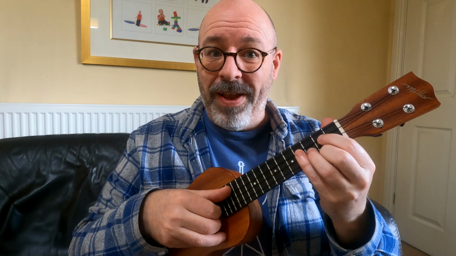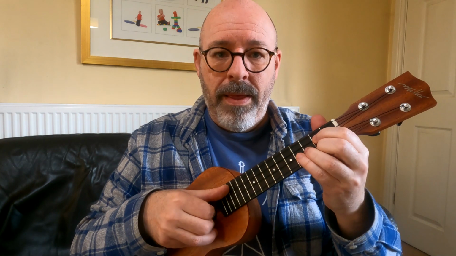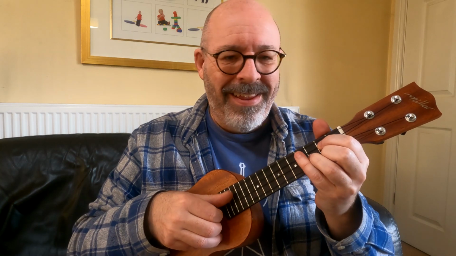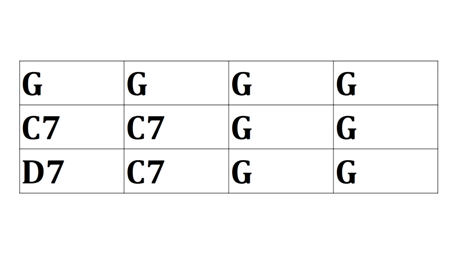So when I get to that final G, I go 2, 3, 4, start again. It's a nice little way of breaking up each verse. So let's go through the whole thing really, really slowly. 1, 2, 3, 4.